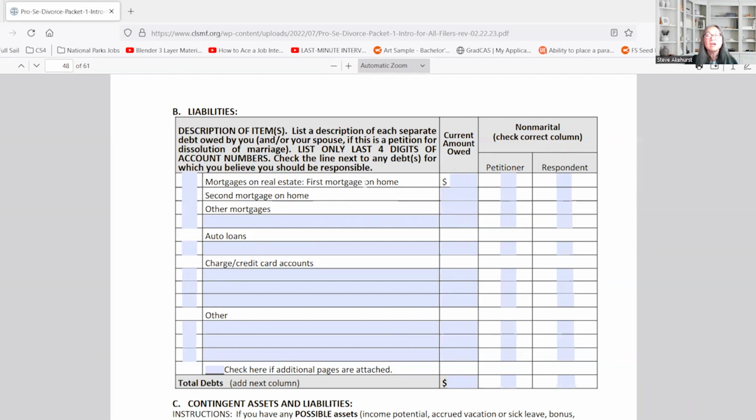So mortgage, you listed the house as an asset, now you're going to list it as a liability. How much you owe, if there's a second mortgage, any other mortgage, if there's a loan, any credit card accounts or debt that you accrued during the marriage or before the marriage, you're going to list it. Or if you have student loans, medical bills, etc., you're going to list all the liabilities and add the total.